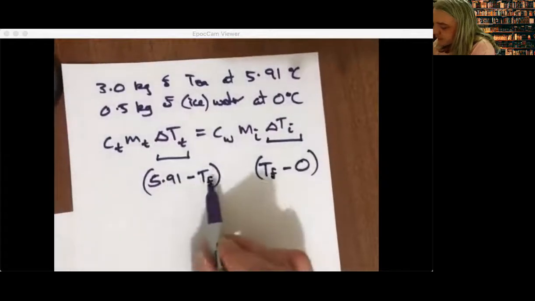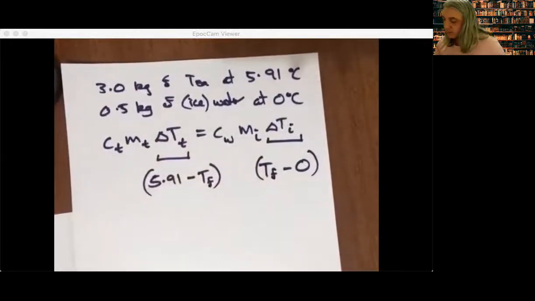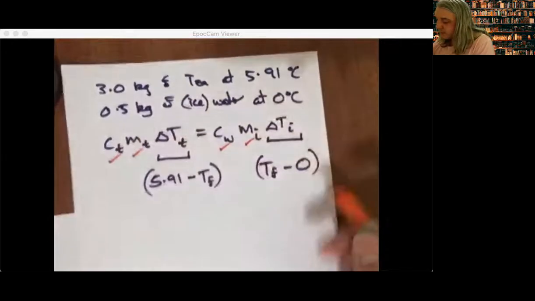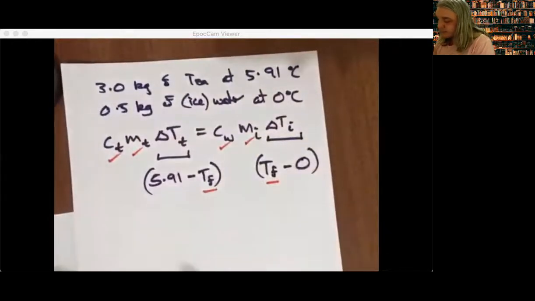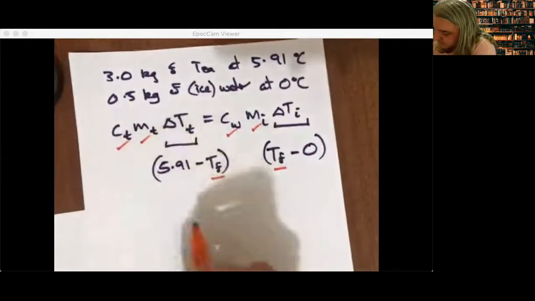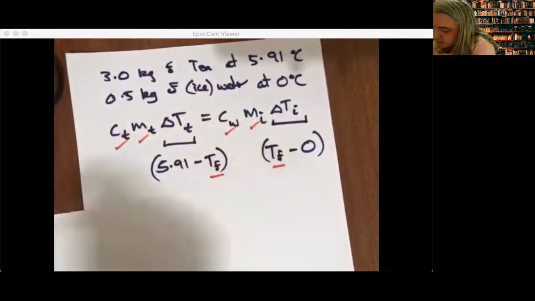So that tells us we've now got this equation where we know everything except the final temperature. We know this, we know this, we know this, we know this, and all we don't know is this. So we just need to rearrange for that. C of T and C of W are actually the same now because they're both water.